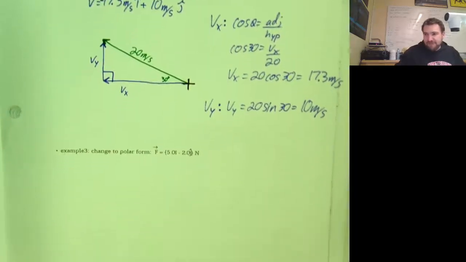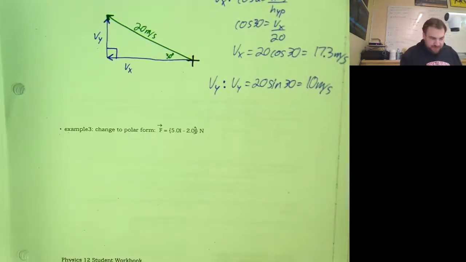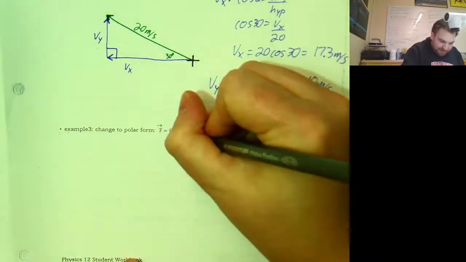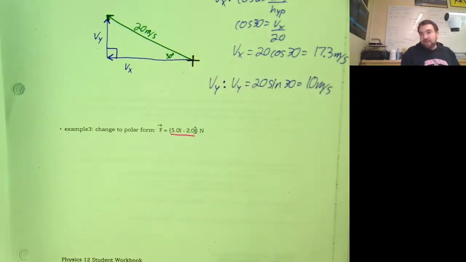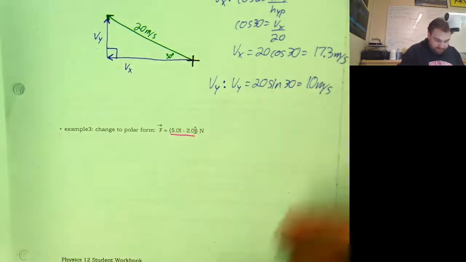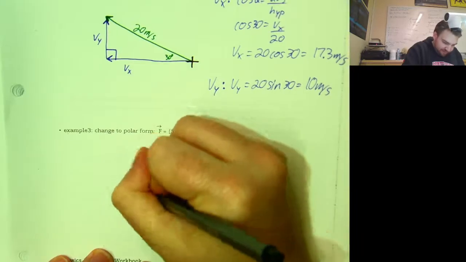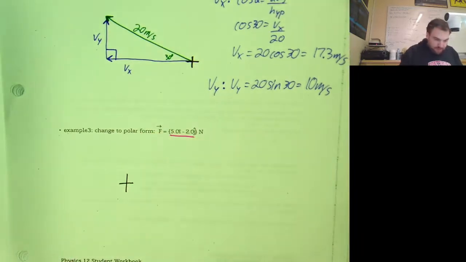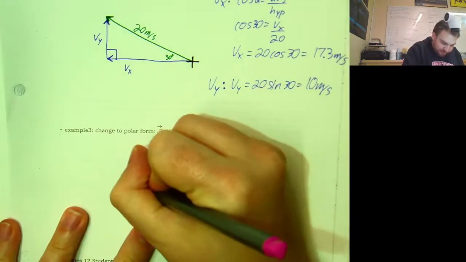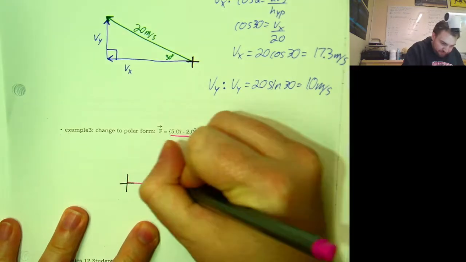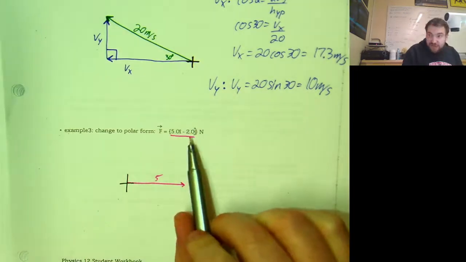I've done it already a couple times. We'll just do it again. There's a force vector: 5 I hat minus 2 j hat newtons. So let's draw this thing out. Again, as always, throw down a little coordinate grid just to make our life a little easier. So 5 I hat, positive I hat means we're going to the right. Negative 2 j hat means we're going down.